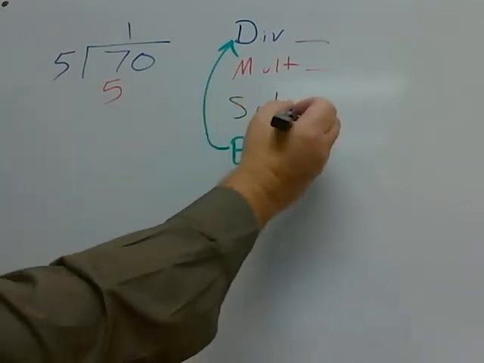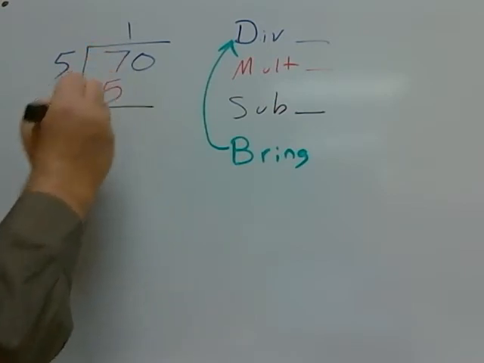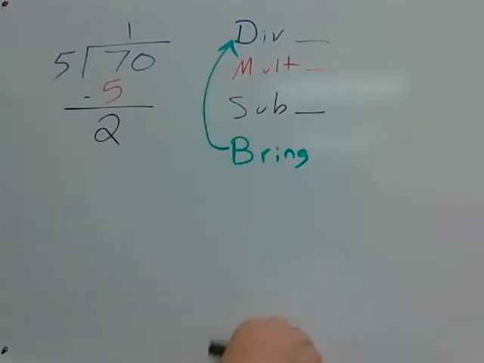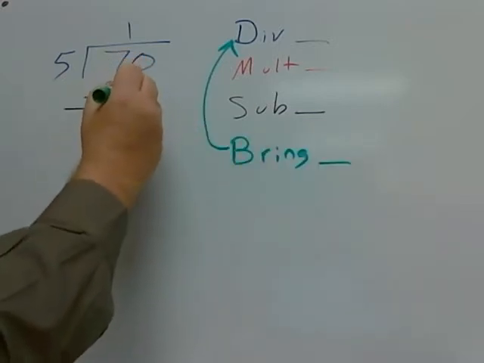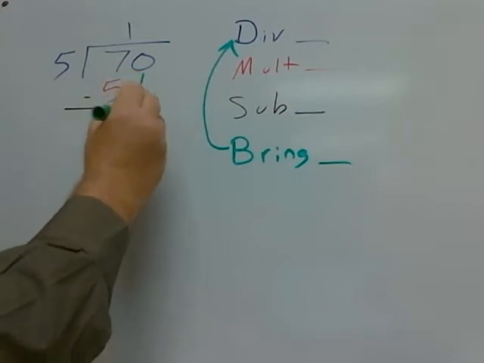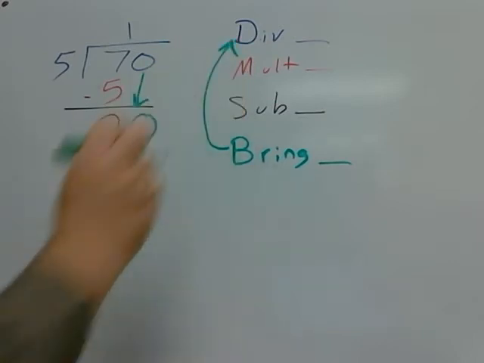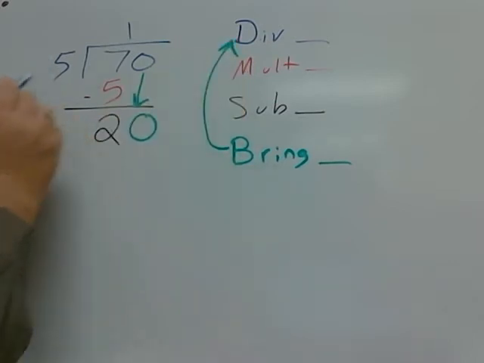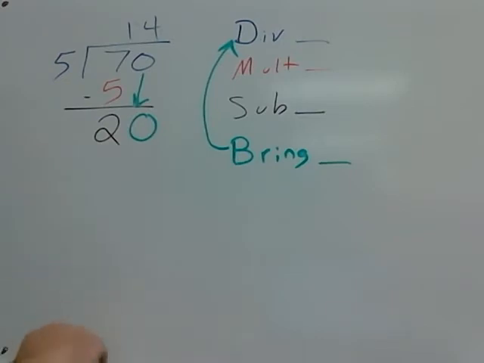My next step, according to my chart here, is to subtract. I'll do that. 7 take away 5 is 2. And then finally, we're going to bring down the number. 0. All right. After I bring down, it tells me I'm going to go back and divide again. So I'm dividing 20 divided by 5. 5 into 20. Well, 5 goes into 20 4 times.